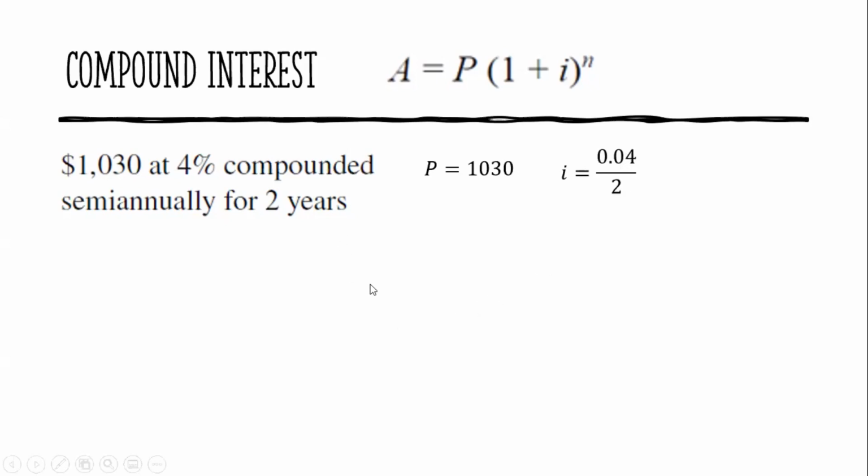How about my 2 years? What am I going to do with my 2 years? Multiply by 2. There you go. So it's 2 times 2. So let's put it all together into the formula. So it's 1030, 1 plus 0.04 over 2, to the power of 4. Well done.